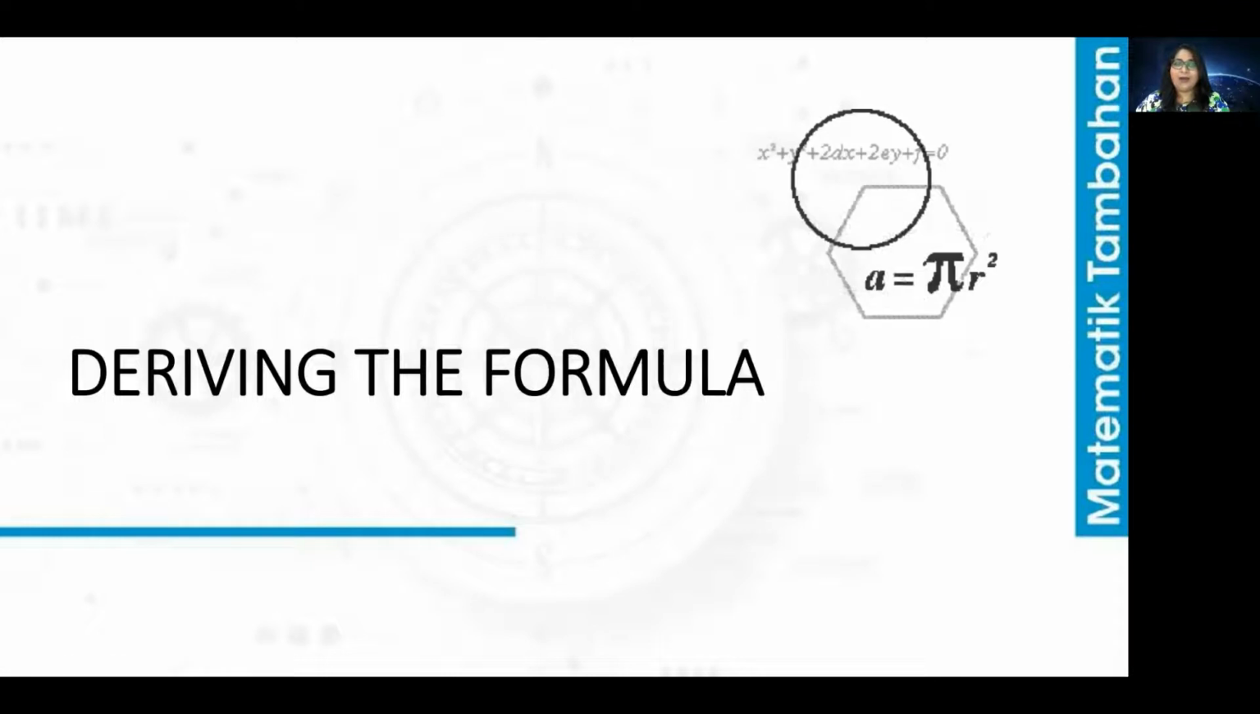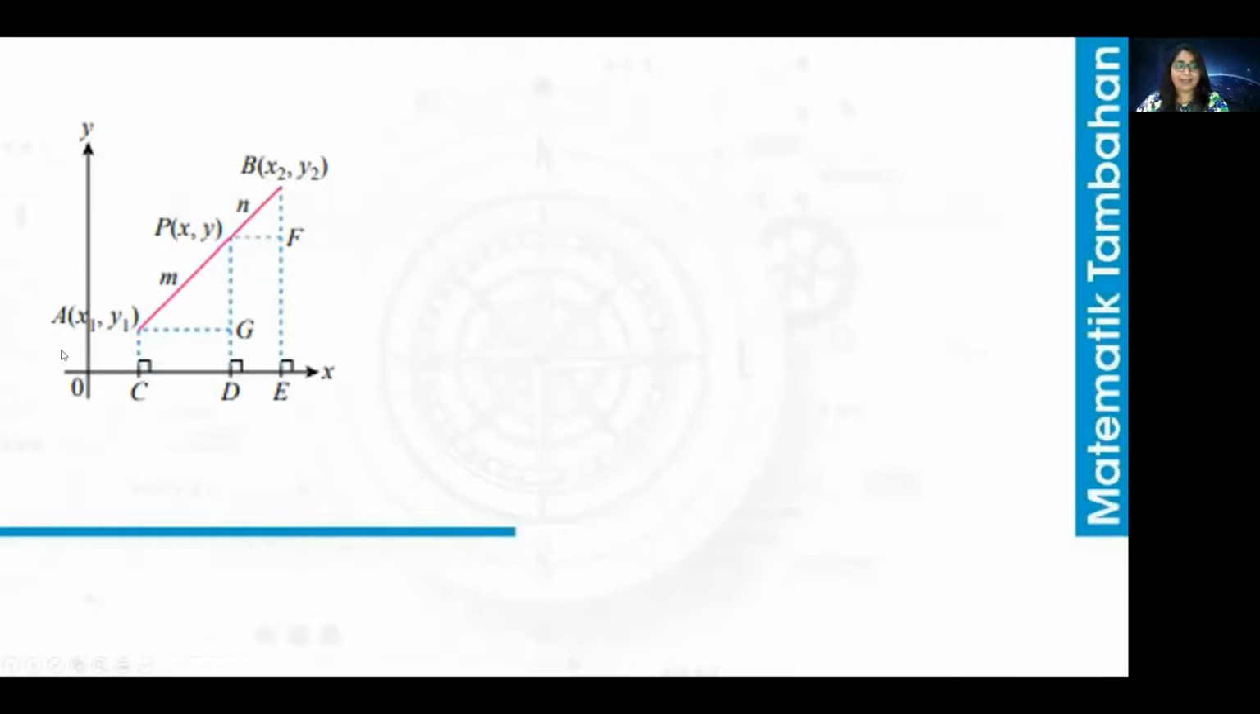Next, we are going to look at how the formula for determining the point P, which divides a line segment, is derived. Now we have line segment AB with their respective coordinates x1, y1 and x2, y2. And we have point P on the line segment AB with coordinates x, y, which divides the line segment AB in the ratio m to n. Now from this, we will first be looking at how the x coordinate of P is derived.